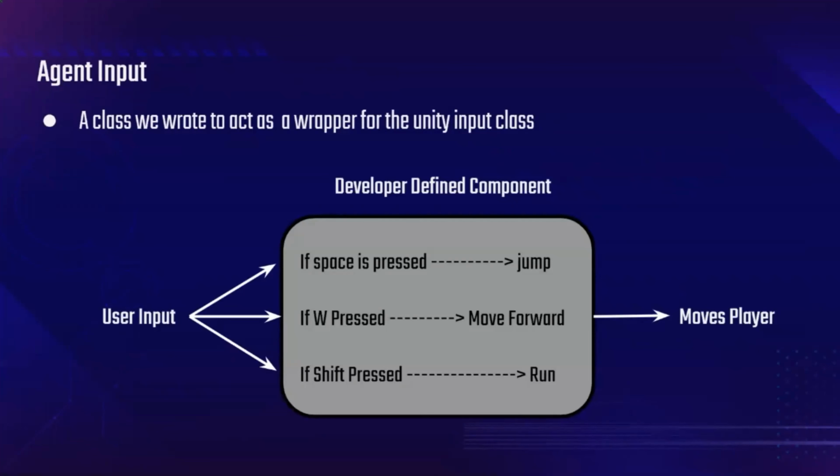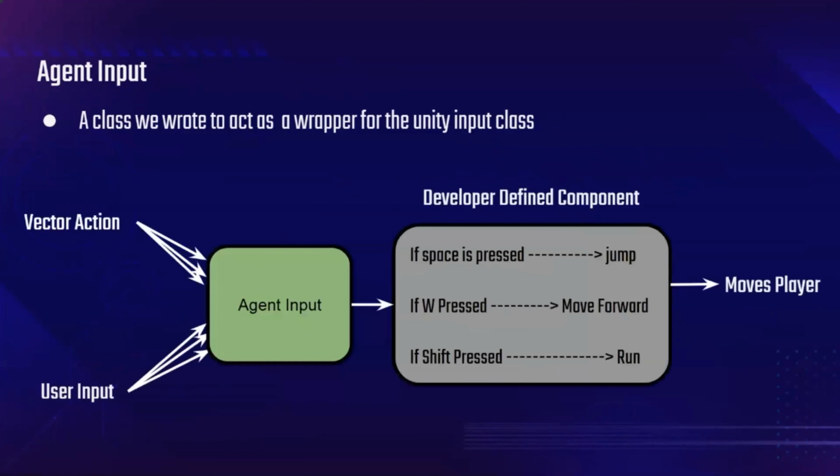So usually the component would involve some statements that declare that if, for example, a specific button is pressed, then the player should behave in a specific way, like move, or jump, etc. So we needed to be able to have this same result, but not only from the user input. We wanted to also take inputs from the output of the model itself. So we developed this abstraction class that we called agent input, which can be accessed from anywhere, and it can take its inputs either from the user or from the model itself. Without any changes to the developer-defined component, it will behave the same way, not knowing whether its inputs are coming from the model or from the user.